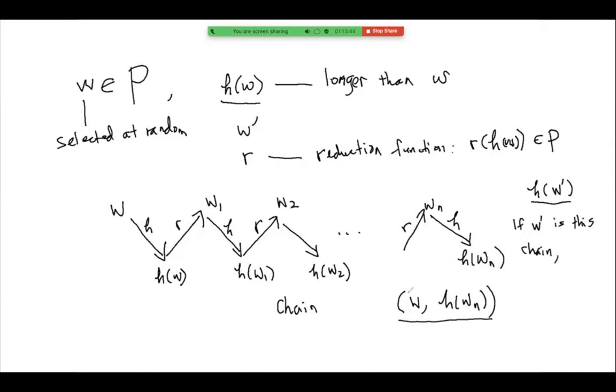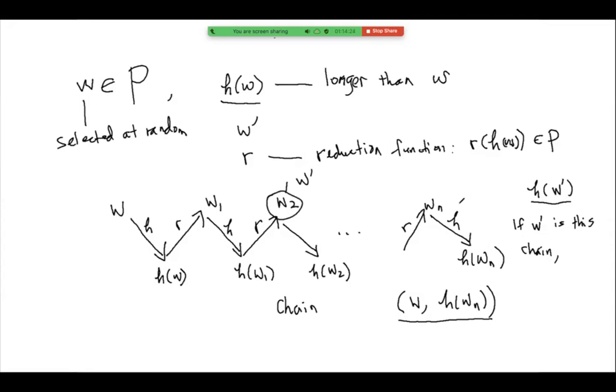So I start from W, I apply H, reduce it, until somewhere, let's say this W2 is W prime. Then I can find it, and I know this H of W2 is H of W prime. So this is the plain text I found, W2. So I found this password.